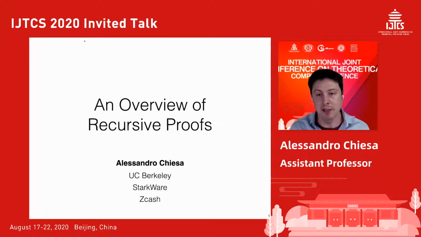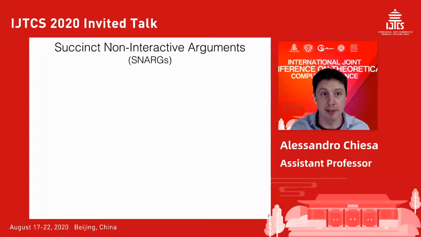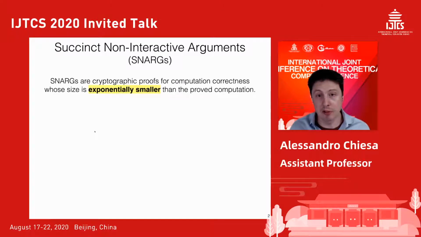In order to explain what are recursive proofs, I have to first tell you what is a succinct non-interactive argument, okay? You may have seen already this notion. It goes by the acronym SNARG. These are cryptographic proofs for computation correctness whose size is exponentially smaller than the proof computation.